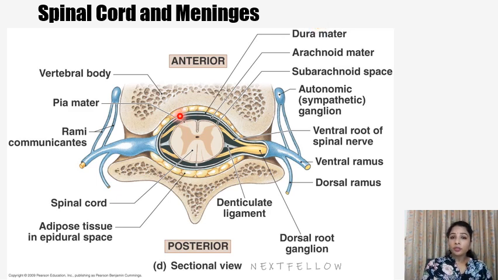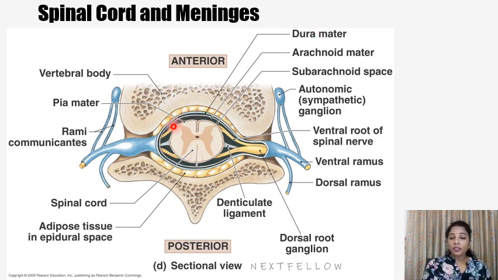Then about the subdural space. The subdural space is the space between the dura mater and the arachnoid mater. We can see this black colored gap is the subdural space. This subdural space ends at the level of the lower border of S2. So that was about the dura mater.